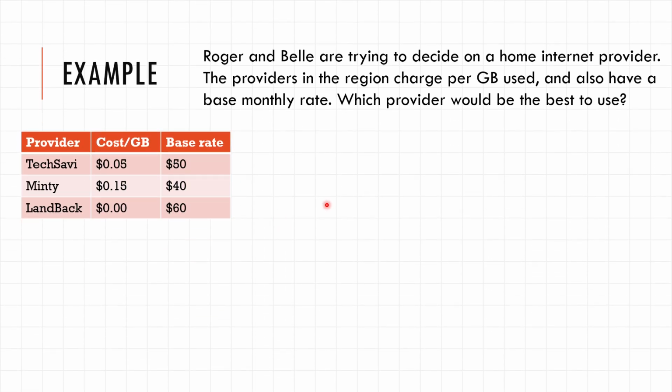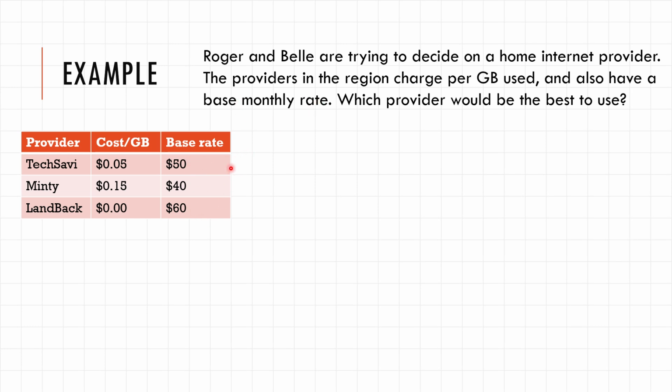So let's do an example here. Roger and Bell are trying to decide on a home internet provider. The providers in the region charge for every single gigabyte that you use, and they also have a base monthly rate that you have to pay no matter what. Which of these providers would be the best to use? Take a look at this, think about it for a little while, and figure out which one would make the most sense if you were Roger and Bell.